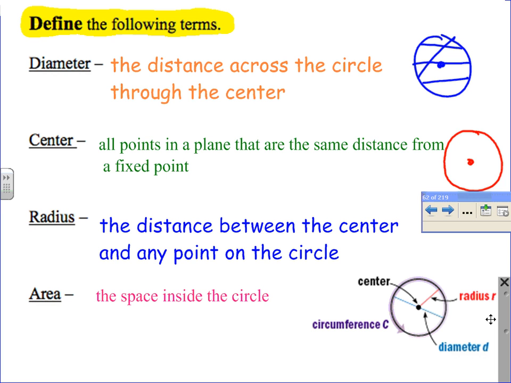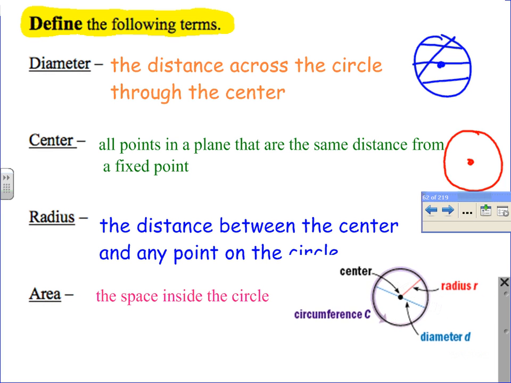Last definition on this page is that area is the space inside the circle. So just like area of anything, it's the space inside the circle. If we were to find area of this room, it'd be how many tiles are on the floor. Oh, you're welcome. What'd you say, Drew? I don't know. Okay, so here, that's on the next smartboard slide.